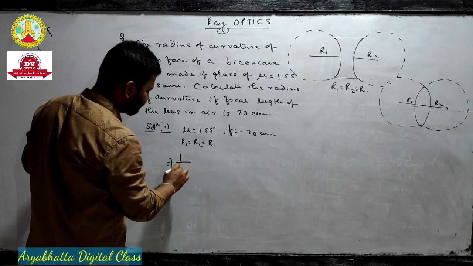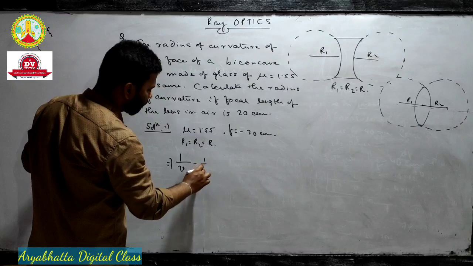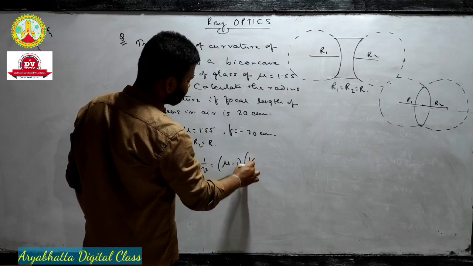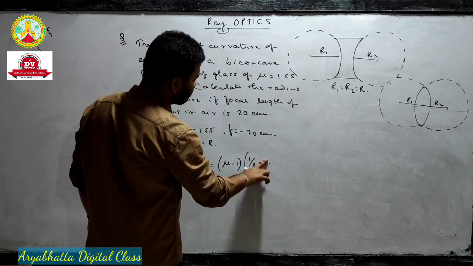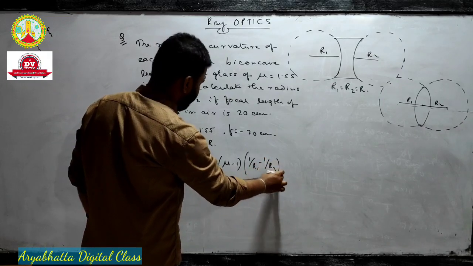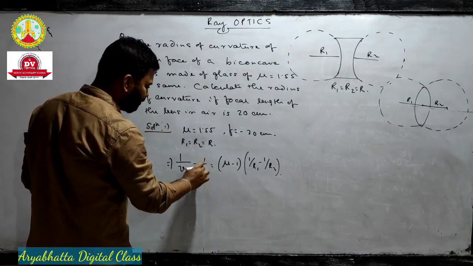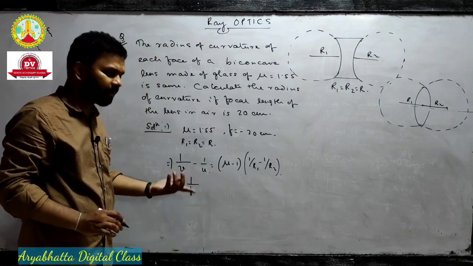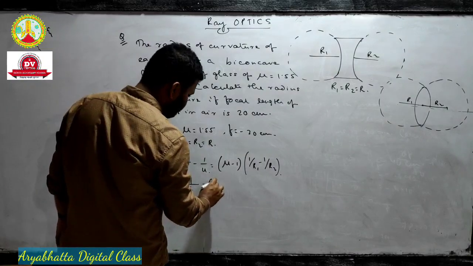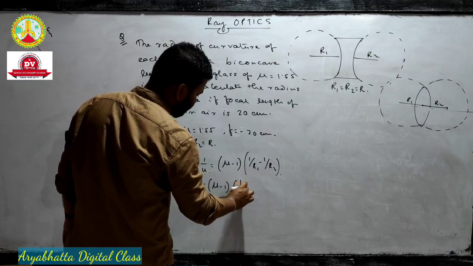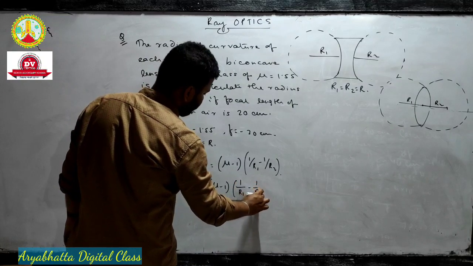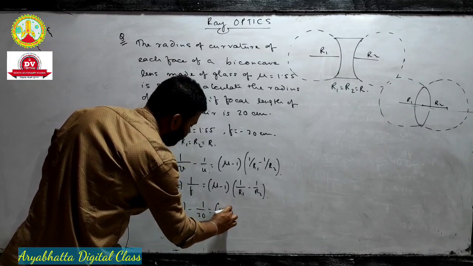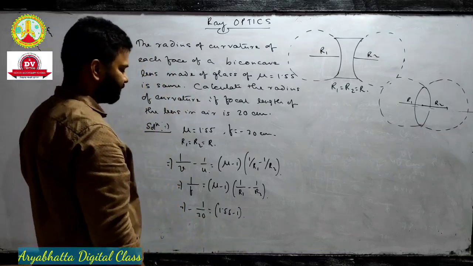The lens maker's formula. 1 by V minus 1 by U is equal to mu minus 1 into 1 by R1 minus 1 by R2. Instead of 1 by V minus 1 by U, we can use 1 by F, because we know that 1 by V minus 1 by U is nothing but 1 by F, is equal to mu minus 1 into 1 by R1 minus 1 by R2. This is minus 1 by 20, mu is 1.55 minus 1.